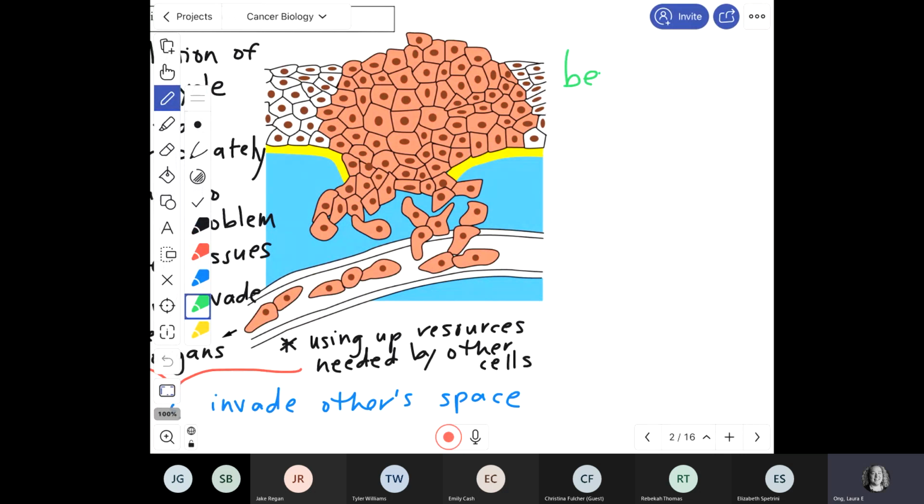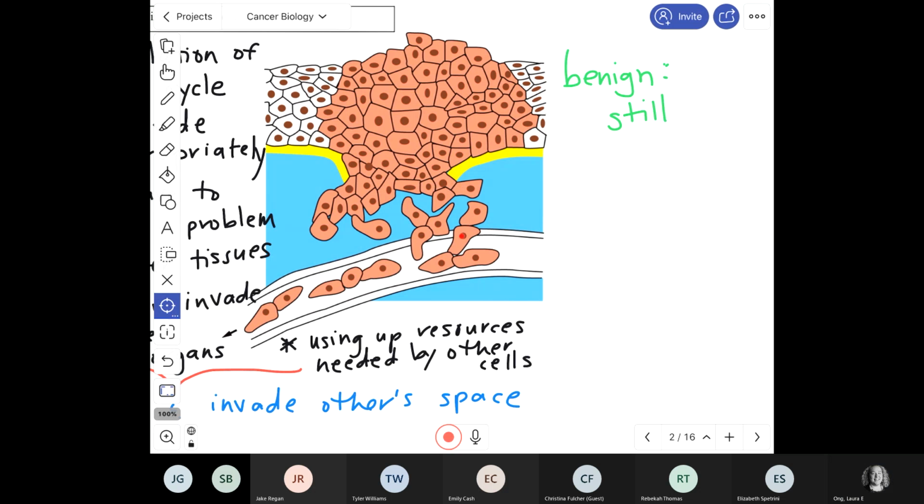All right, benign in green. So you may have heard of a benign tumor. A tumor that is benign is still in one clump together. If this tumor had not started breaking off cells to go elsewhere in the body, we could say that it was benign.